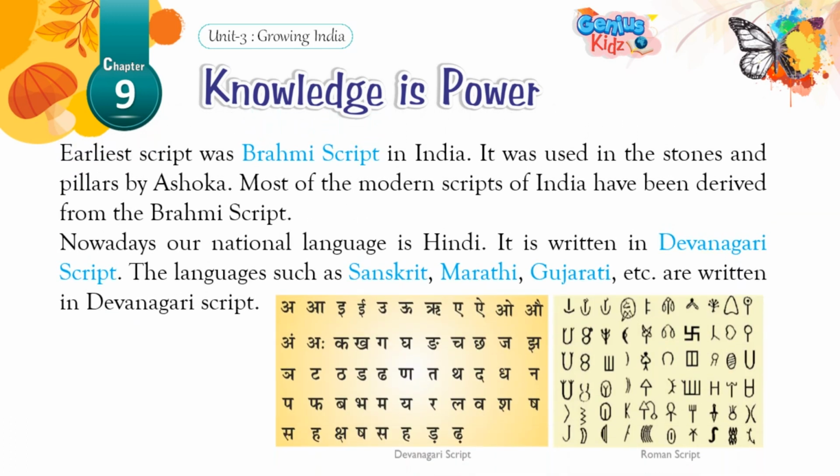The earliest script was the Brahmi script in India. It was used on the stones and pillars by Ashoka. Most of the modern scripts of India have been derived from the Brahmi script. Nowadays our national language is Hindi. It is written in Devanagari script. The languages such as Sanskrit, Marathi, Gujarati, etc. are written in Devanagari script.